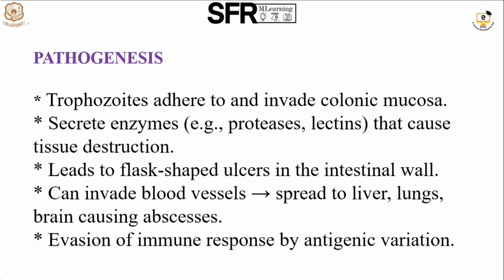Then the next, pathogenesis. Trophozoites adhere to and invade the colonic mucosa. They secrete enzymes, proteases and lectins, that cause tissue destruction. It leads to flask-shaped ulcers in the intestinal wall, in the small intestine and large intestine. They can invade blood vessels and spread into the liver, lungs and brain, causing abscesses. Evasion of the immune response occurs by antigenic variations.